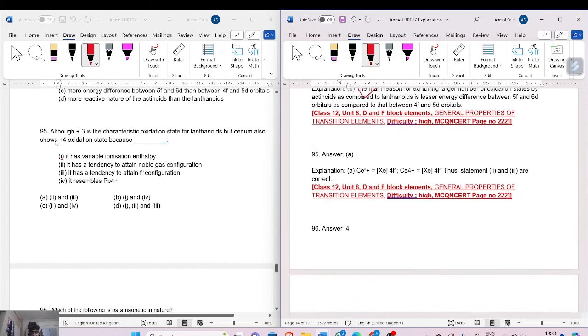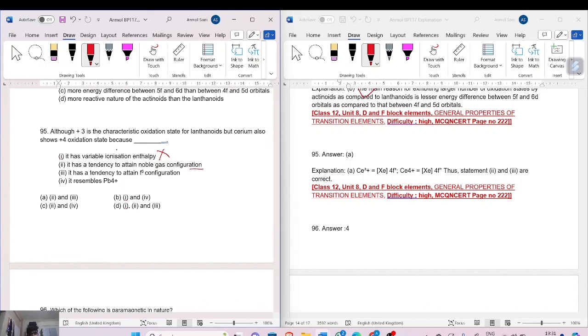Although plus 3 is the characteristic oxidation state for lanthanoid, cerium also shows plus 4 oxidation state because, why? It has a variable ionization enthalpy. No, it doesn't have variable ionization enthalpy. Second is it has a tendency to attain a noble gas configuration. We can check it by writing the electronic configuration. It has a tendency to attain f0 configuration. We can also check this by electronic configuration. It resembles Pb plus 4.